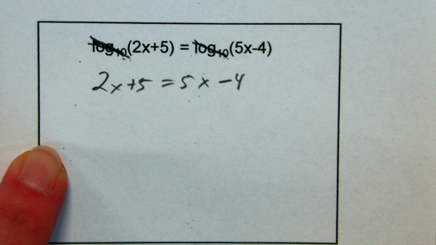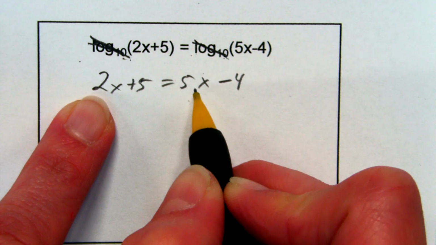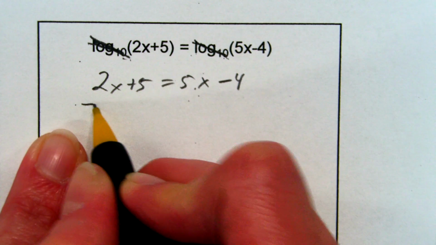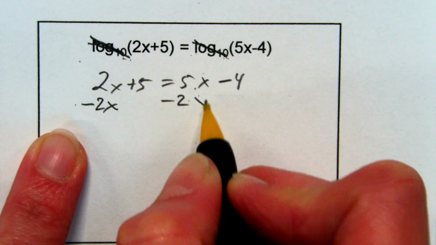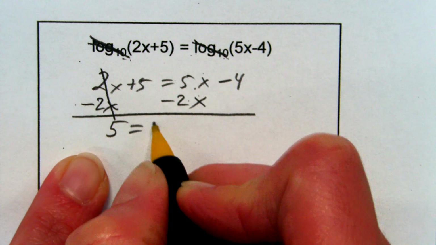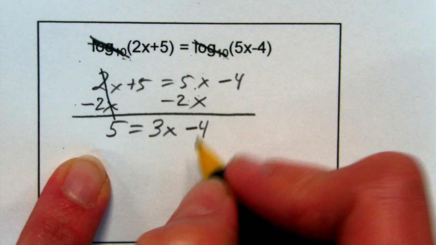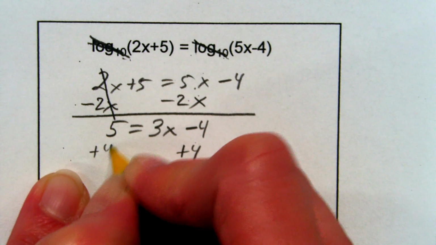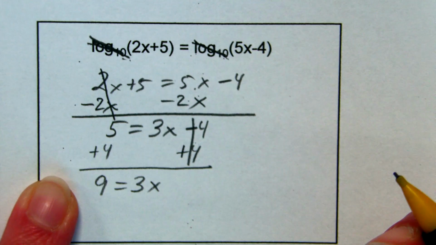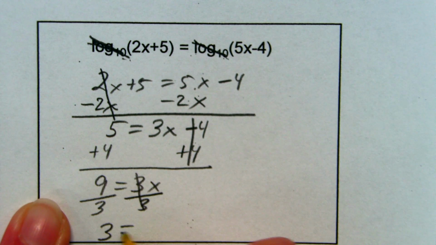And then we just have to remember how to solve equations with x's on both sides. So I have 2x's here, 5x's here. So we're going to try to get them all in the same place. The easiest thing to do would be just subtract 2x from both sides. We get 5 equals 3x minus 4. Then we would add 4 to both sides. We get 9 equals 3x. Divide by 3. And we get 3 equals x.